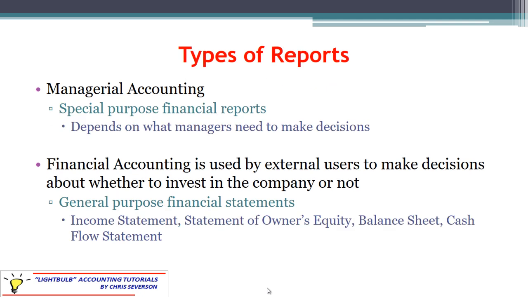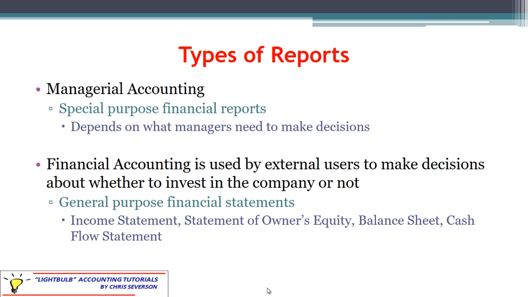Now let's talk about the types of reports you'll see in managerial accounting versus financial accounting. With managerial accounting, keep in mind this is used by internal users. We're going to refer to this information as a special purpose financial report. These are internal statements and they can vary widely depending on what that particular manager wants. In a lot of accounting systems geared toward managerial accounting, you'll see several templates to start with, but you may also have ad hoc reports.